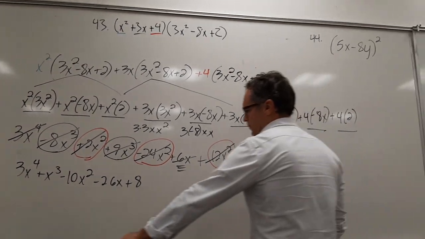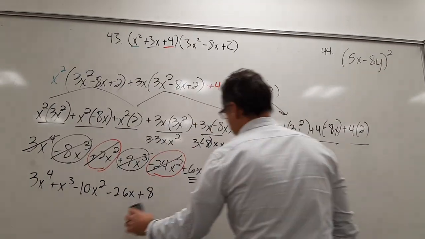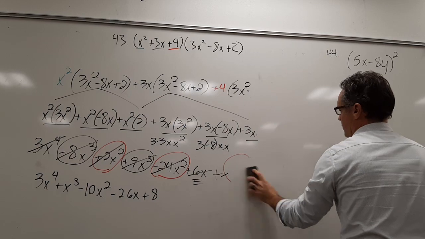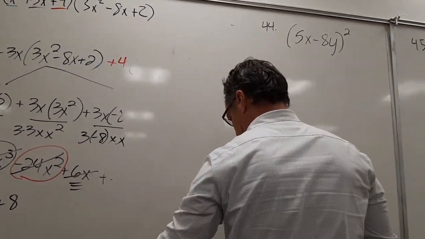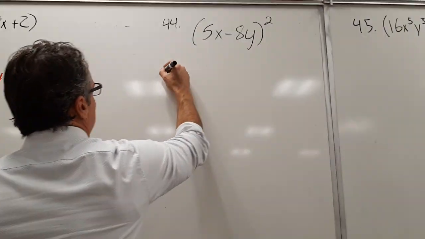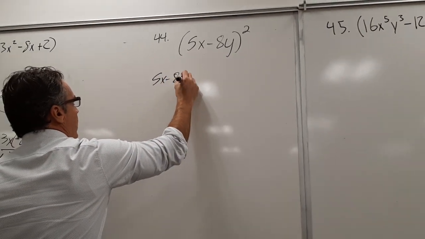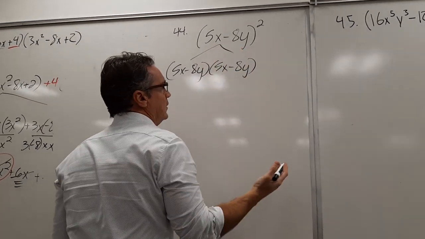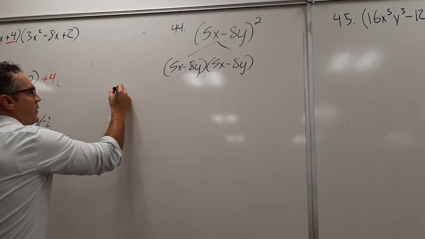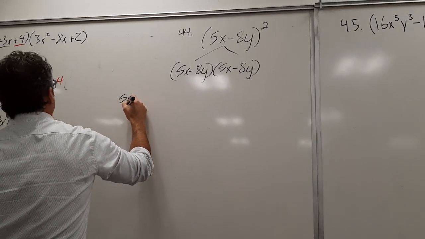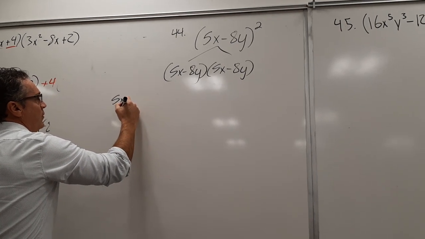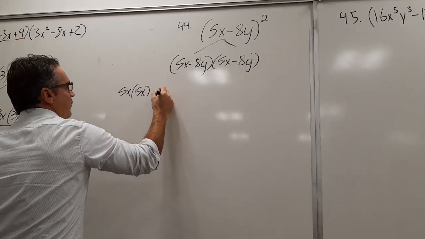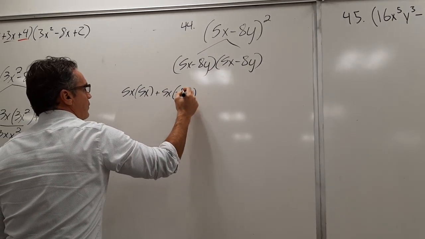Okay, I'm going to erase some of this right here. And just quickly do this last problem for you here. Just another practice. 5x minus 8y times 5x minus 8y. I cannot take a shortcut. I get 5x times what? 5x. This times this. I get 5x times negative 8y. This times this.